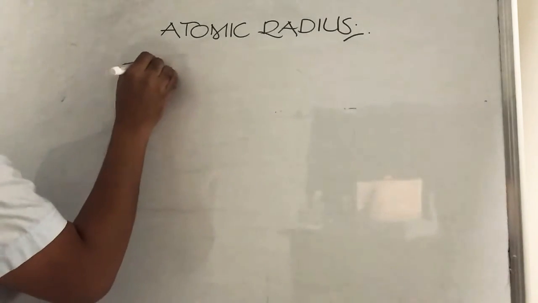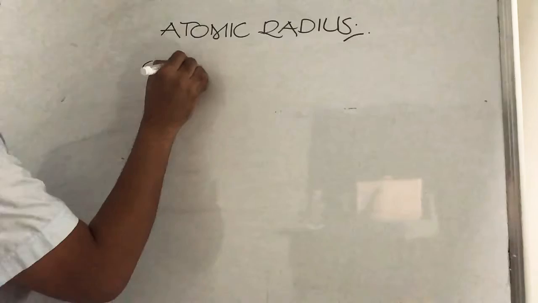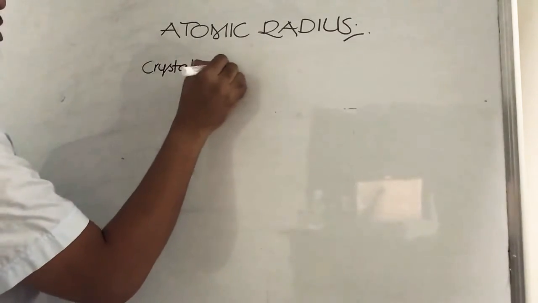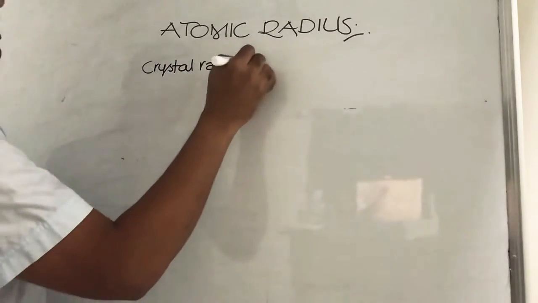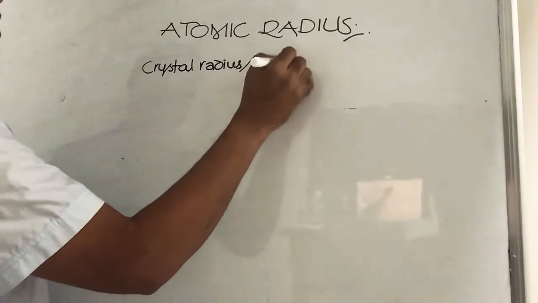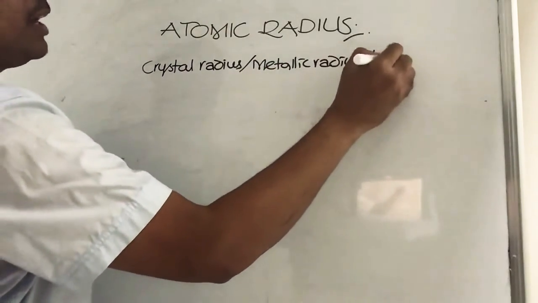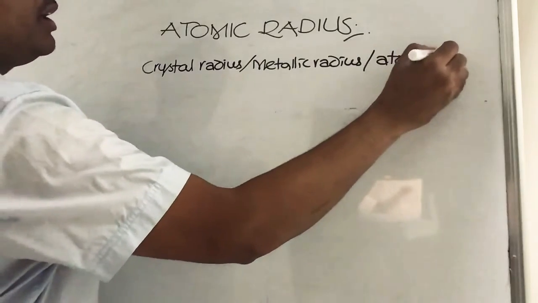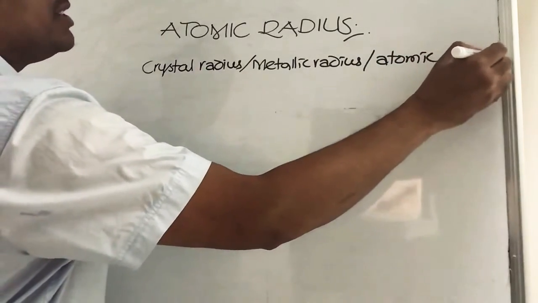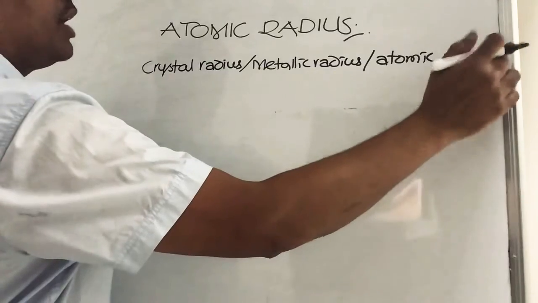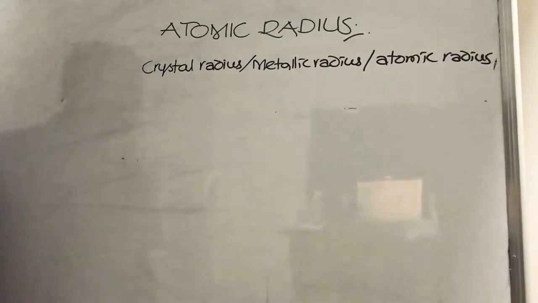See, the first one is crystal radius, or you can call this as metallic radius. This is only called atomic radius also because most of the elements are metals. So you can call this as atomic radius.